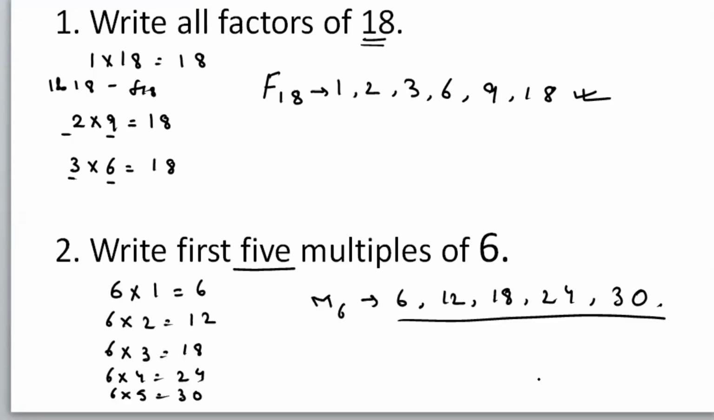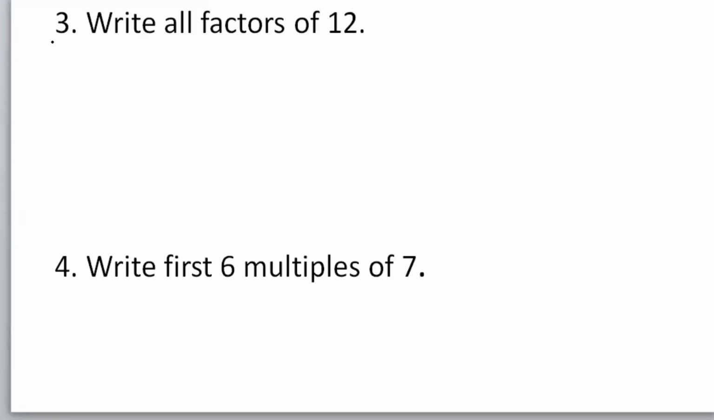Now let's check some more questions. Question number 3 says, write all factors of 12. So we have to find the factors of 12. 1 times 12 will be 12. So 1 and 12 are factors of 12. Then 2 times 6 is equal to 12. So 2 and 6 are also the factors of 12. 3 times 4 equals 12. Now we got all of the factors of 12.